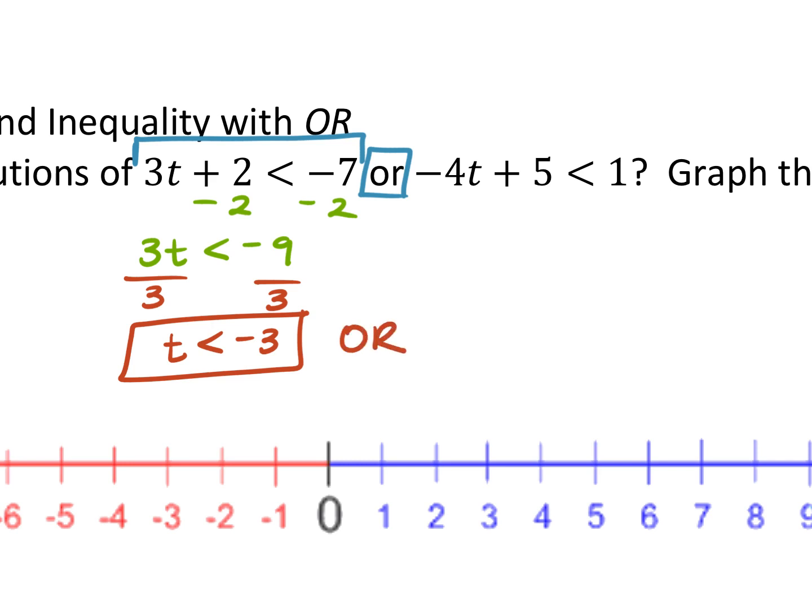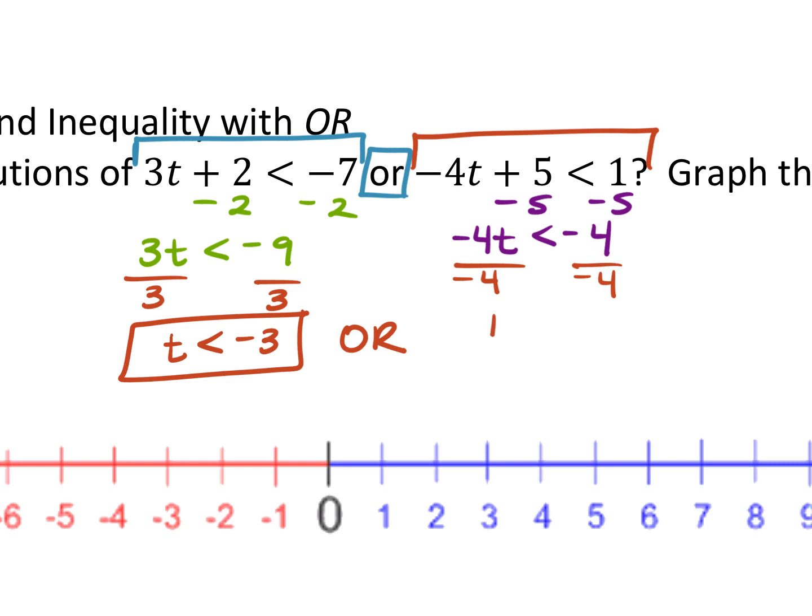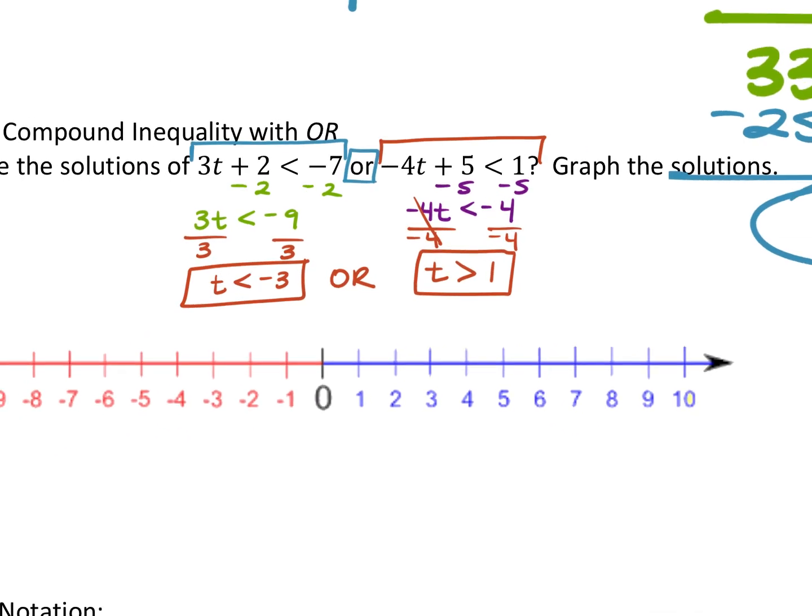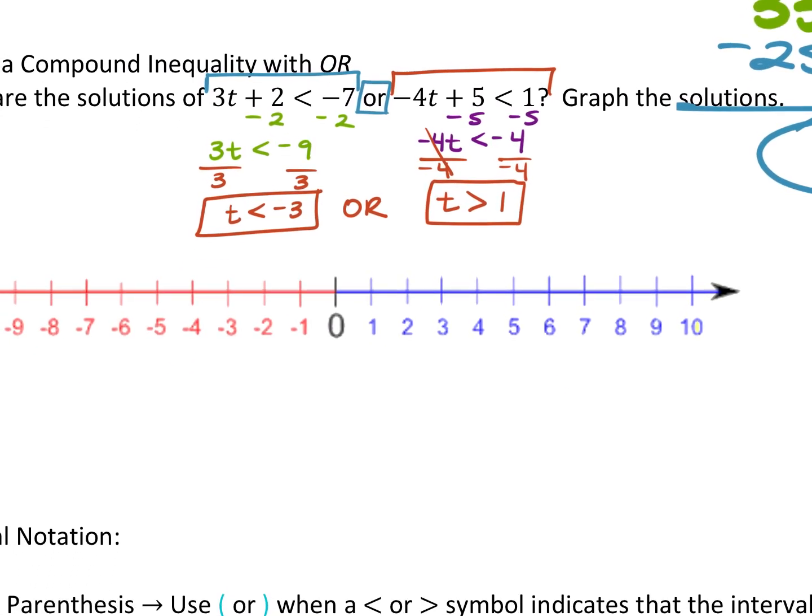Or, now go to the other side. How do you solve this inequality? Subtract 5. So negative 4t is less than negative 4. What's your next step? Divide by what? Negative 4. Do I flip? Yes, this one you have to flip because you divided by a negative. So t is greater than, what's negative 4 divided by negative 4? 1. Positive 1. Okay, so this one should feel very familiar to you because you know how to solve both of those already. It's just how you graph it now.